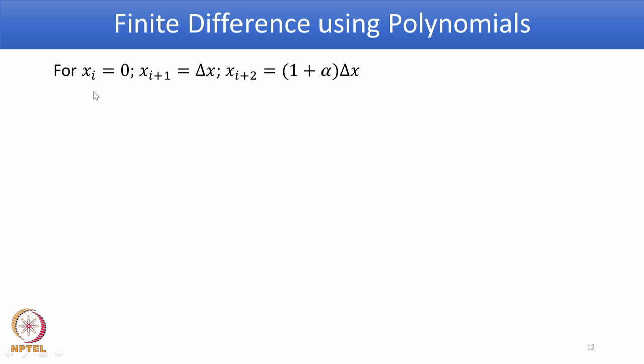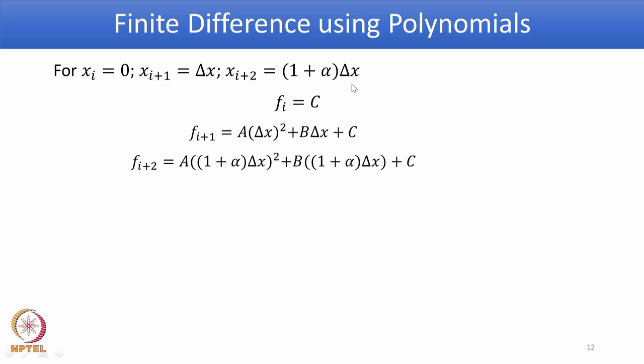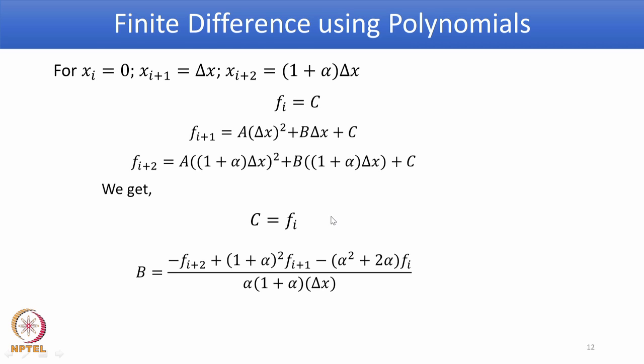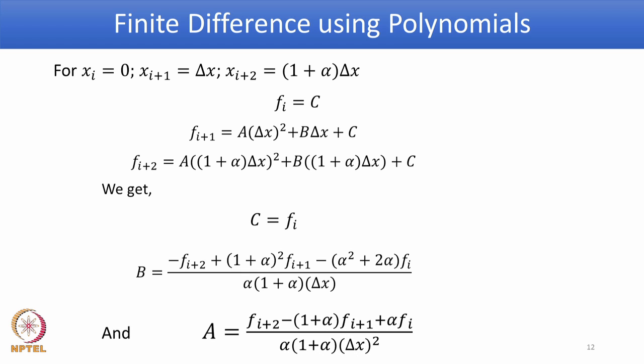So, at x of I, which is the point of interest, the x I value is 0, and x of I plus 1 is delta x, and x of I plus 2 is 1 plus alpha times delta x. Now, if you substitute in the function, then we get expressions like this, and we already noticed that c is related to f of I itself, and f of I plus 1 and f of I plus 2 are also expressed like this. We are interested in finding the coefficient values of a and b, and c is substituted as f of I. Now, between these two equations we can solve and get a and b, and you get the expression for b as shown here and the expression for a as shown here.